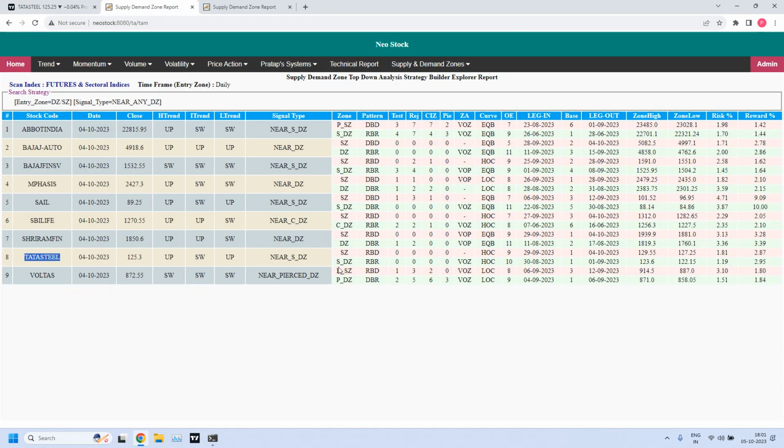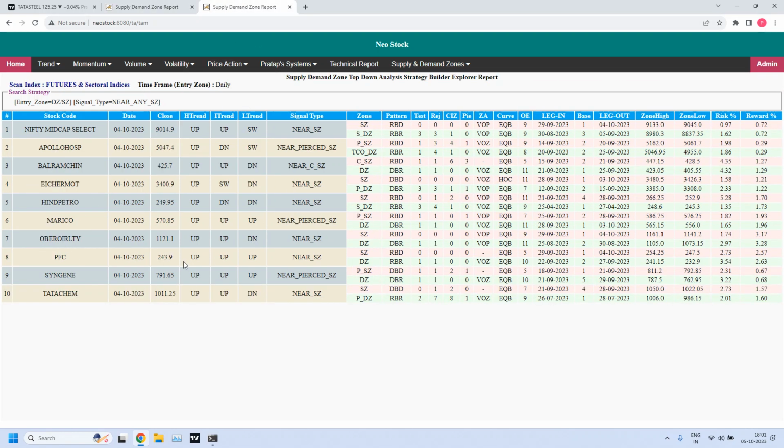So no more high liquidity demand zones. Now let's look into the supply zones, high liquidity supply zones. Stocks near supply zones on the daily time frame. So do we have any high liquidity supply zone?